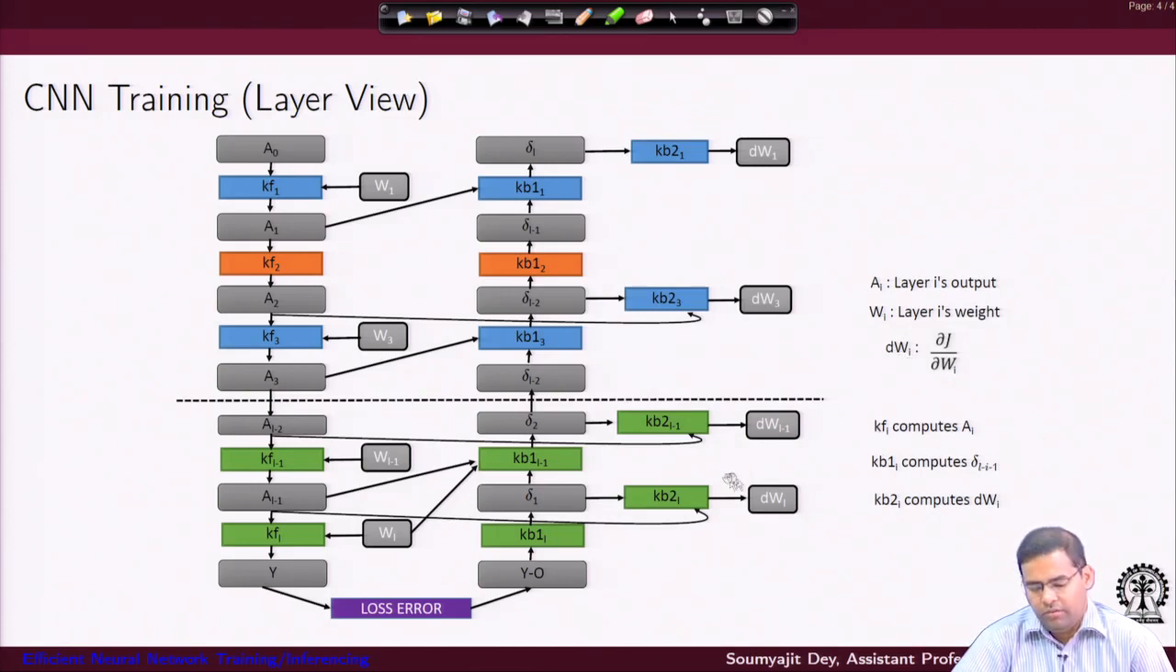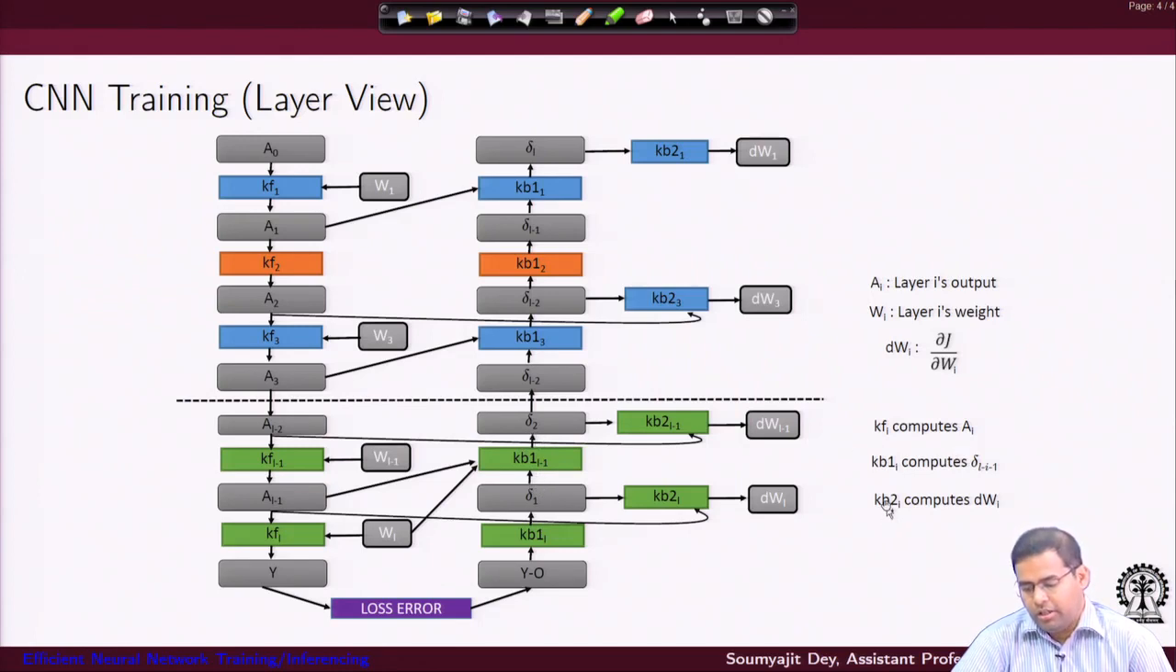So, in general I can say that these k f i kernels compute the output image matrices A i's, right. Then let us say k b 1 i represents the kernels which are actually responsible for computing the deltas in the backward pass, right.